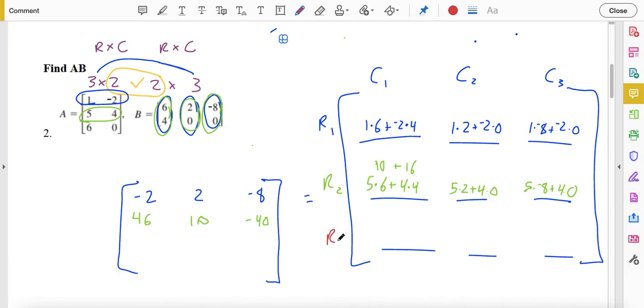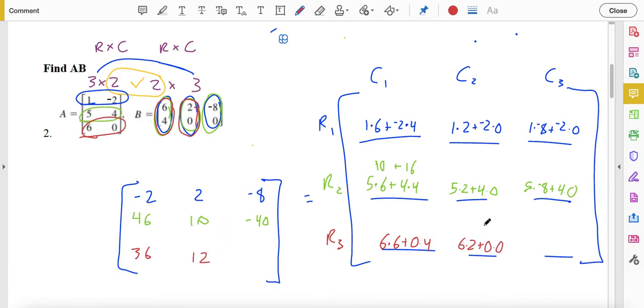for my row 3 here, my solution matrix, I take my row 3 and multiply by column 1 for this first one. So row 3 times column 1, I've got 6 times 6 plus 0 times 4. So that's just 36. Take this row 3 times column 2 for this second spot. So I got 6 times 2 plus 0 times 0. This is going to be 12.